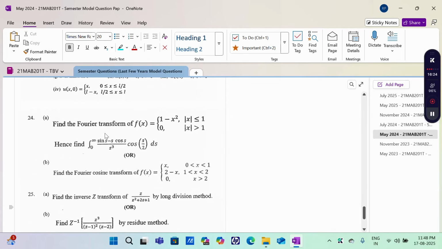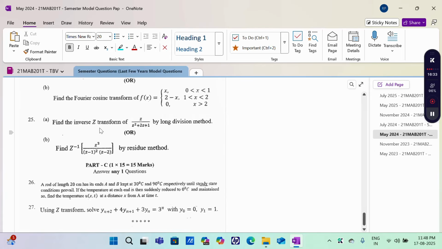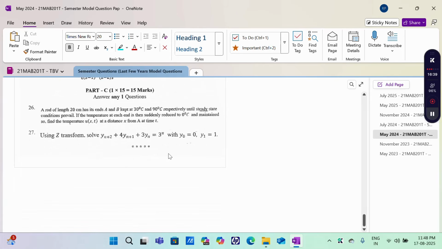So this is a Fourier transform. Find the Fourier transform of the given problem, or Fourier cosine transform. Then Z inverse transform using the long division method, Z inverse transform using the residue theorem method. Then part C, this is a heat equation, and the other one is a differential equation of Z transform.